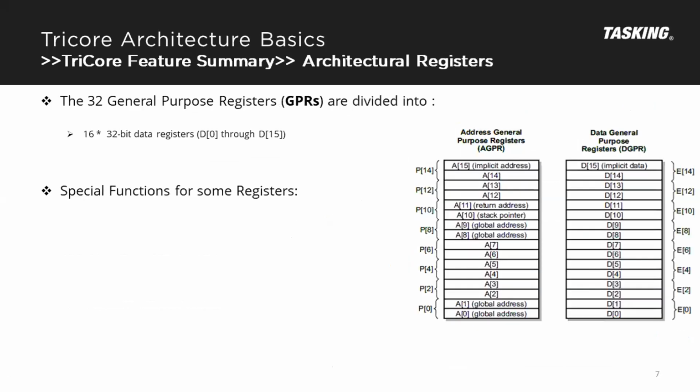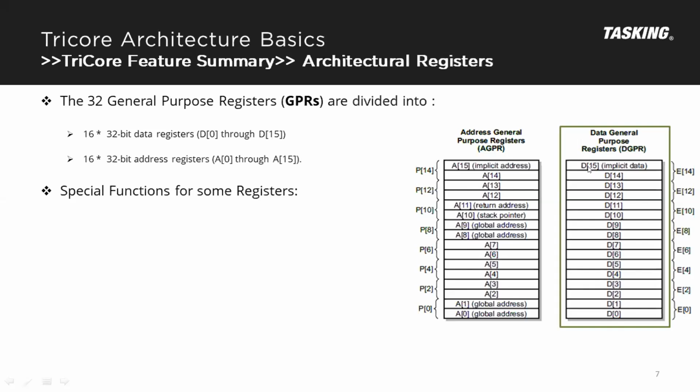So let's dig deeper into the address and data registers. For the data, you have 16 registers, every register is 32-bit, starting with D0 till D15. For the address registers, you will also find 16 registers, every register is 32-bit, starting from A0 till A15.